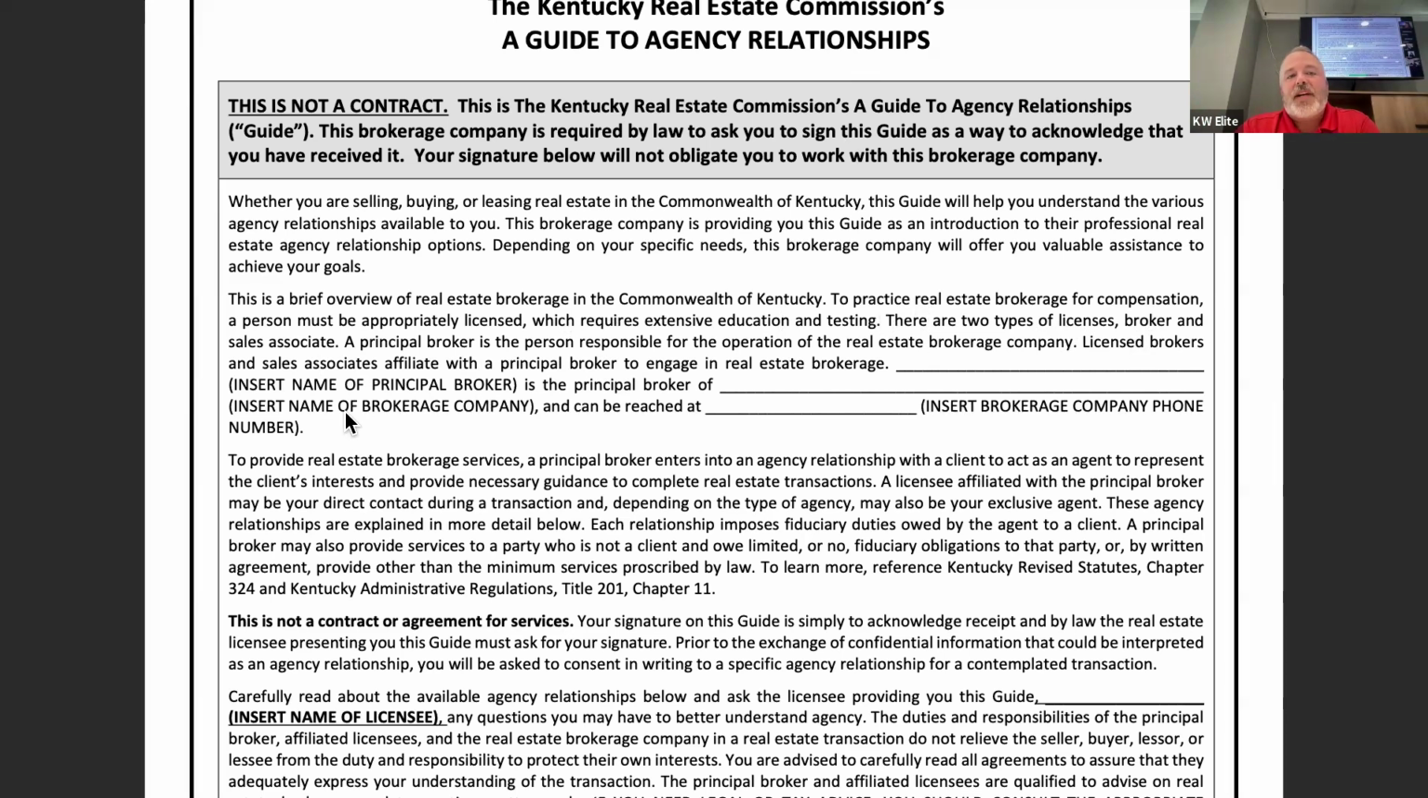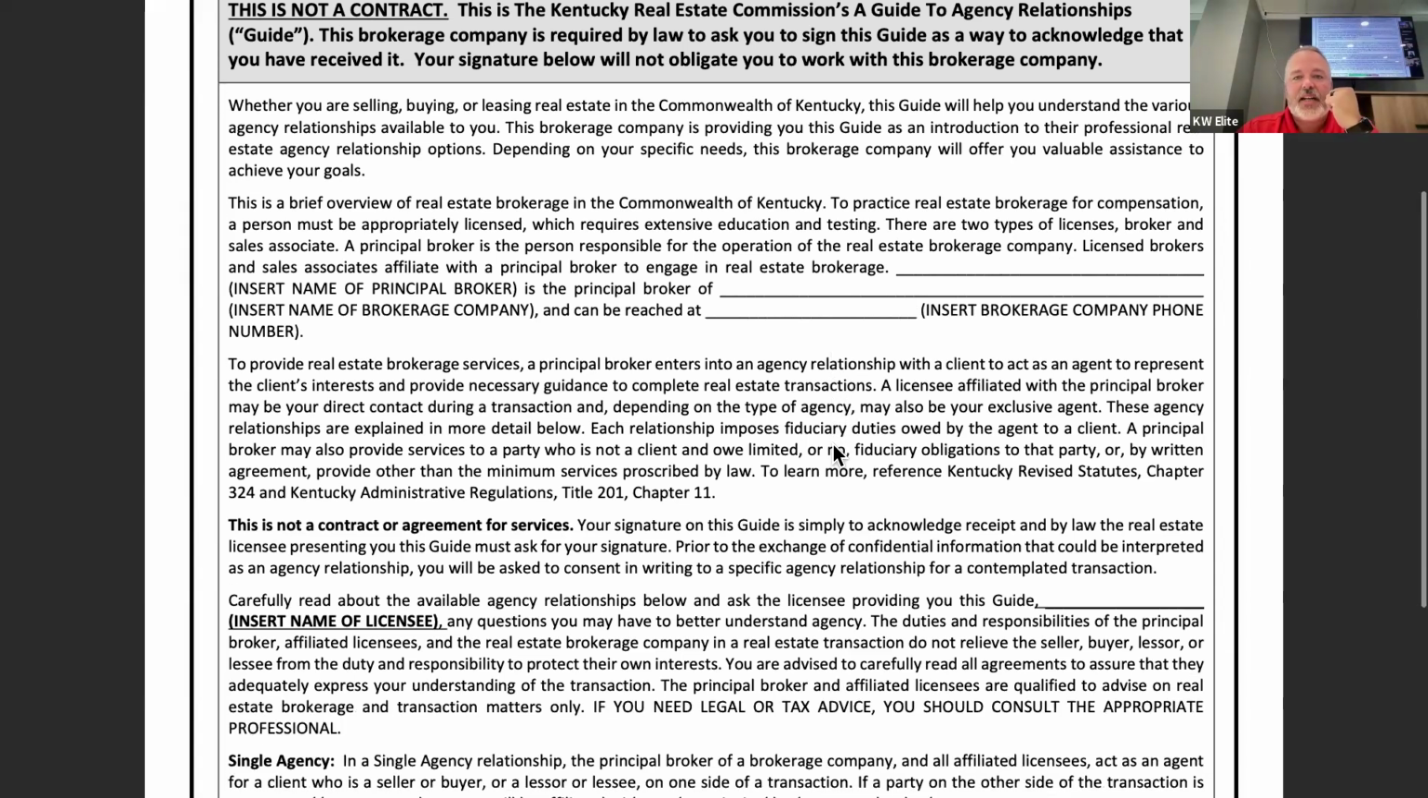Then the next one is the name of the brokerage. So here is where you're going to put Keller Williams Elite or Keller Williams Heartland. And then the last one is the phone number. Not your phone number, the brokerage phone number. So who's our broker? Top line, Kelly Ann Harris. What's our brokerage name? Keller Williams Elite or Keller Williams Heartland. And then what's the phone number to the brokerage? So you can just plug all three of those things in.